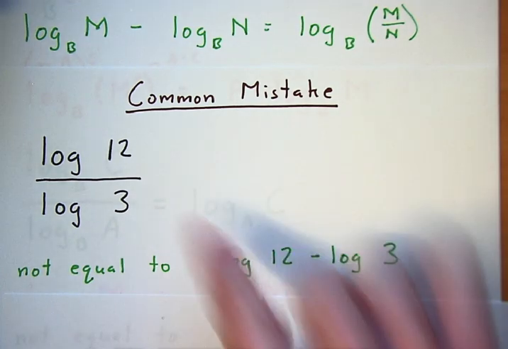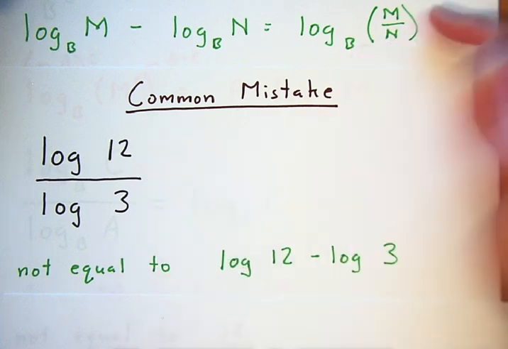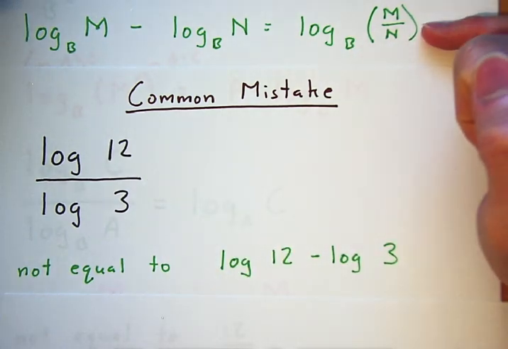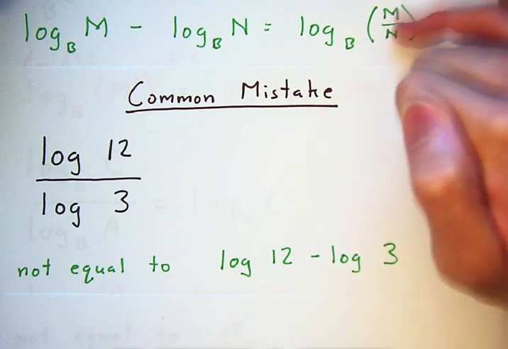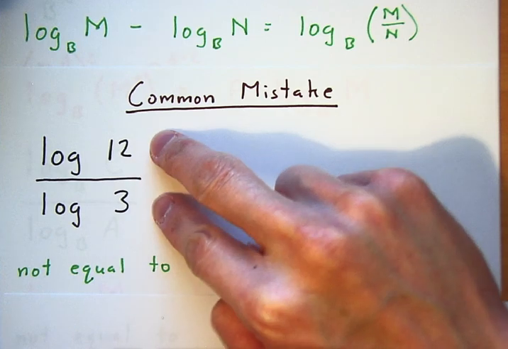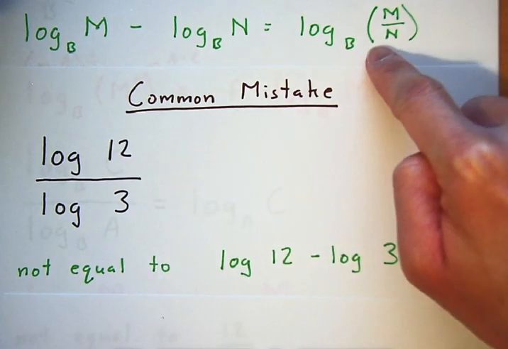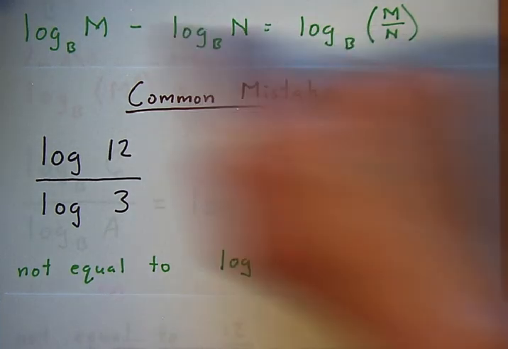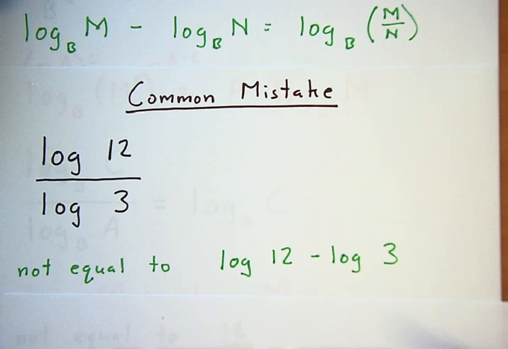And that's because this does not have that same format. This one up here is one log of these two things that are divided. Here we have two different logs. So that is not that format, so I cannot use this property. So this is not equal to log 12 minus log 3. So that's one common mistake.